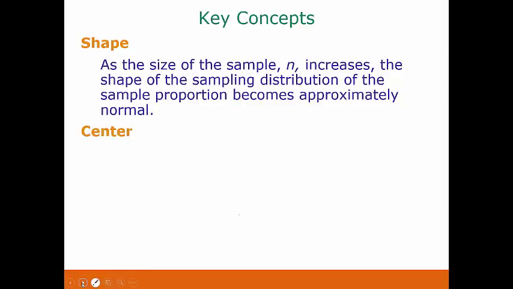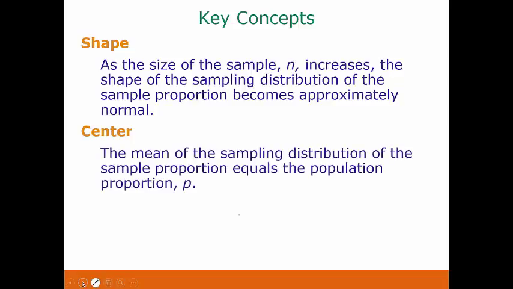The next thing we can talk about is the center of the distribution. So the mean of the sampling distribution equals the population proportion p. And in all three of our examples, the mean was fairly close to 0.42 or 0.43.